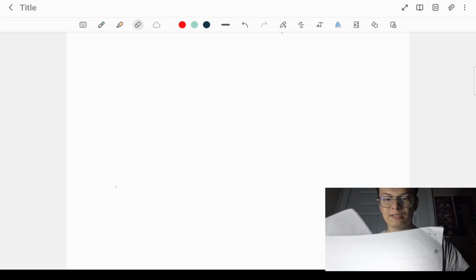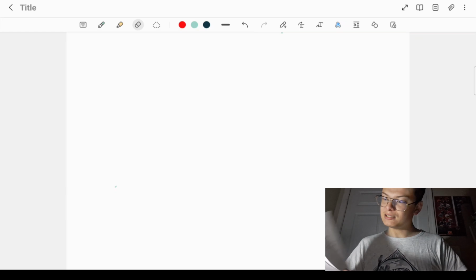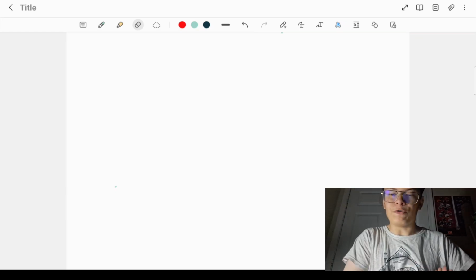I wrote more problems here that I wanted to solve because I saw them in my math homework, or my homework for binary or computer science, and I found them very important to show you guys.